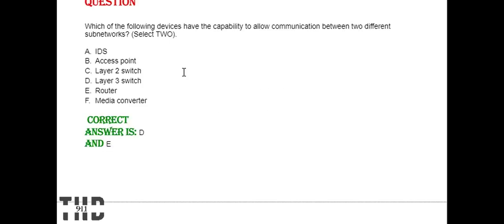Which of the following devices have the capability to allow communication between two different sub-networks? Select 2. Option A, IDS. Option B, access point. Option C, layer 2 switch. Option D, layer 3 switch. Option E, router. Option F, media converter. Correct answers are option D and E.